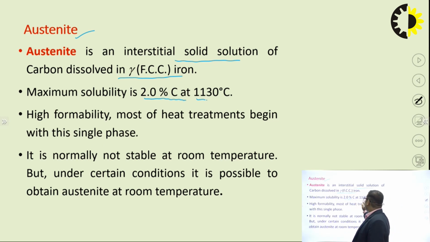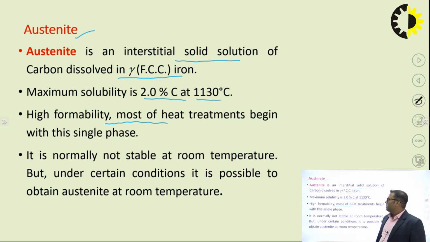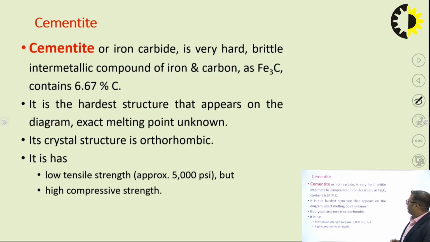carbon at 1130 degrees centigrade, and it has high formability. Most heat treatments begin with this single phase, and it is normally not stable at room temperature, but under certain conditions it is possible to obtain austenite at room temperature by various heat treatment processes.